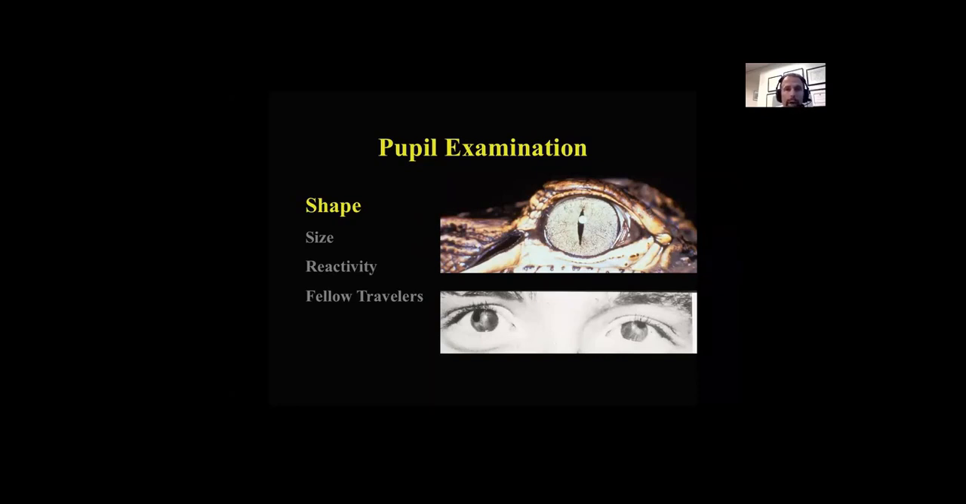If the pupils are not round, however, it should be noted. Probably the easiest way to do this is to draw a circle that represents the iris and then draw the shape of the pupil. So the pupil may be slit-like in this alligator or crocodile, whereas it may also be, although it's round in the bottom picture, it's not centered. So I would simply draw that for the record.